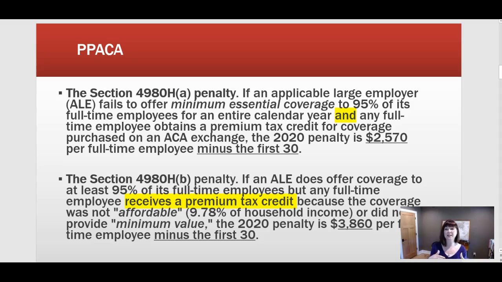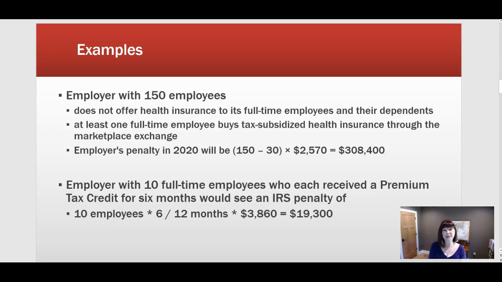Then there's another one that says if the applicable large employer does offer coverage to at least 95% of its employees, but that employee doesn't see it as affordable because the coverage is not affordable, when they define affordable as 9.78% of household income. And again, now that person goes out onto the exchange, they purchase their health insurance, they get a tax credit, then again, there's a penalty assessed to the employer. Now what you also see here is underlined, minus the first 30 employees. So let's go to some examples so that you can see how that's calculated.